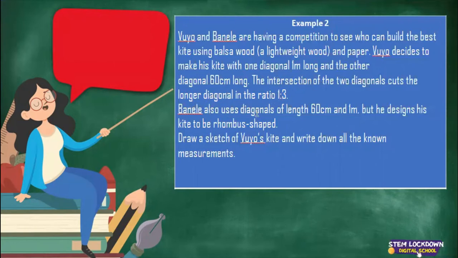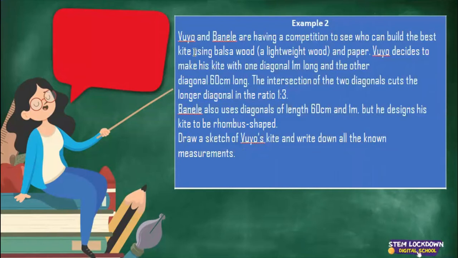Bannerless also used diagonals of length 60 centimeters and 1 meter, just like Buyo, but he designs his kite to be rhombus shaped. He made his kite rhombus shaped. Now, the question says, draw a sketch of Buyo's kite and write down all the known measurements.